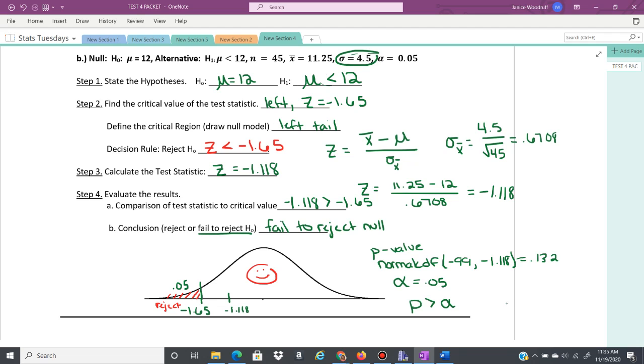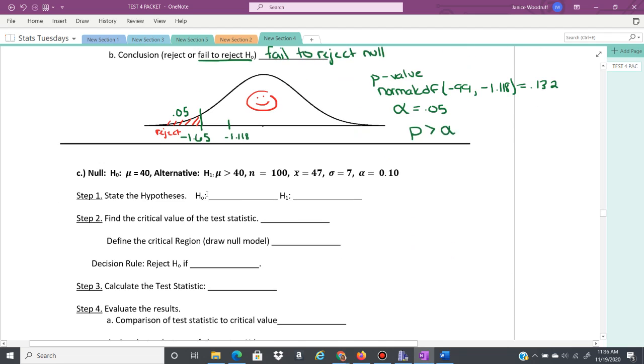All right, how are we doing? All right, let's go ahead and do this last example here.